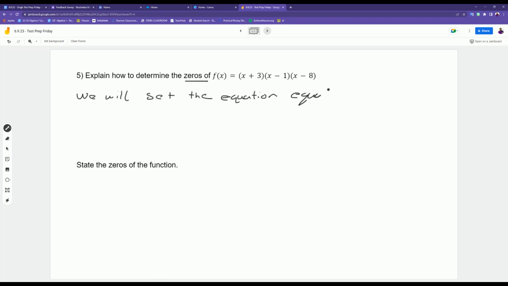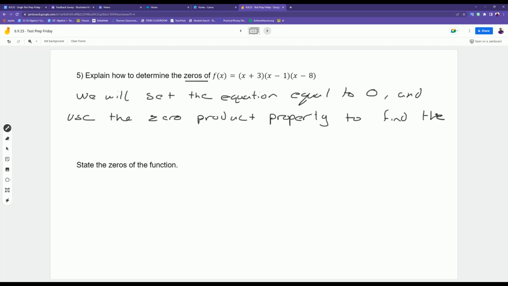equal to 0 and use the zero product property to find the zeros. Now let's put that plan into action. We have f of x equals x plus 3 times x minus 1 times x minus 8.